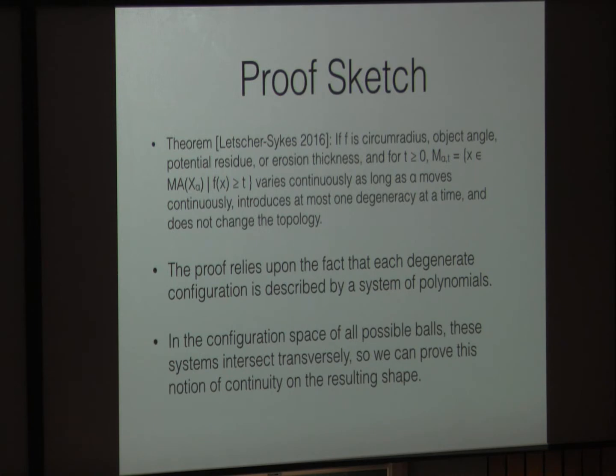That's just the proof shrunk, in case you forgot what was on the previous slide. The proof of this is actually pretty sophisticated. It revolves around the fact that these degenerate configurations can be described by systems of polynomials. You're in some high-dimensional configuration space, and so we can talk about polynomial systems intersecting transversely and avoid degeneracies. A lot of case analysis and a bit messy. Okay. So that's the weak notion of continuity we can prove.